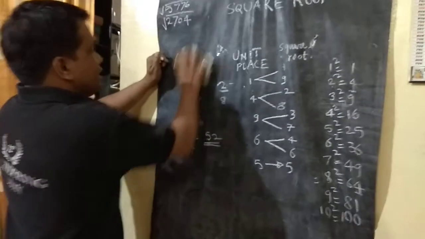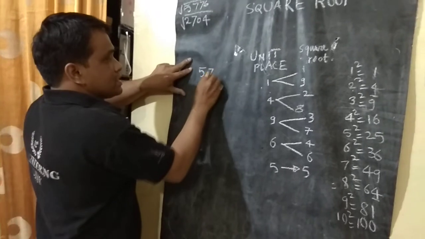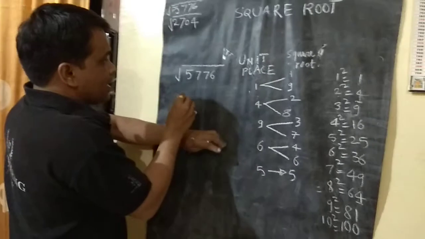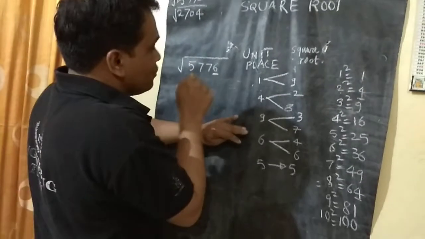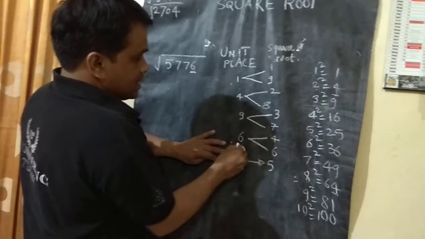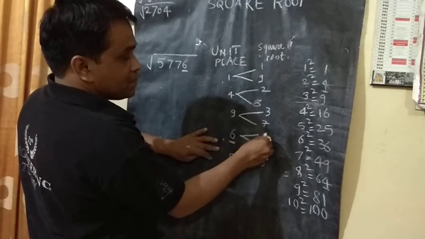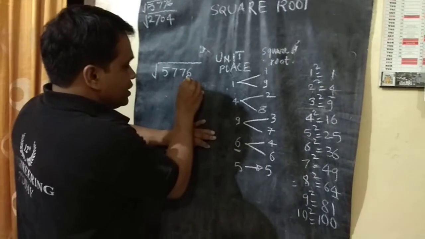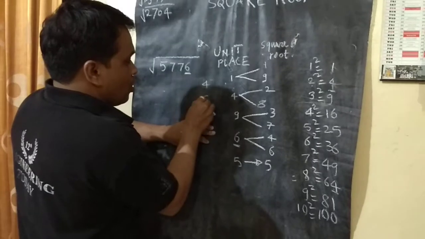Now we'll check the next example. You have to solve this, and then you can understand it. 5776. Again, the unit digit is 6, so the square root will come either 4 or 6. See, the unit place whose square root I am going to find out is 6. So the possibility of square root will come 4 or 6. So I'll write here: unit digit is 6, so the possible answer at unit place may be 4 or 6.